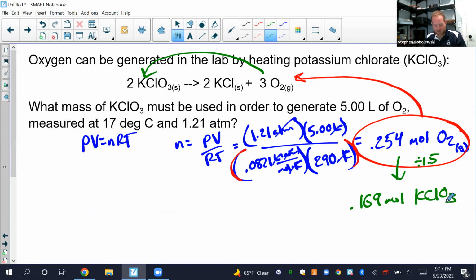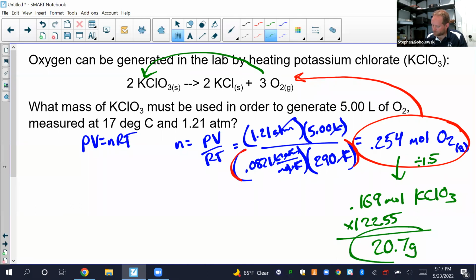Problem asks for grams, so I just have to do a little bit of molar mass calculation. K is 39.10, Cl 35.45, 3 O's is 48. I got 122.55, which gives us a final answer of times 0.169, 3 sig figs, 20.7 grams. Okay.